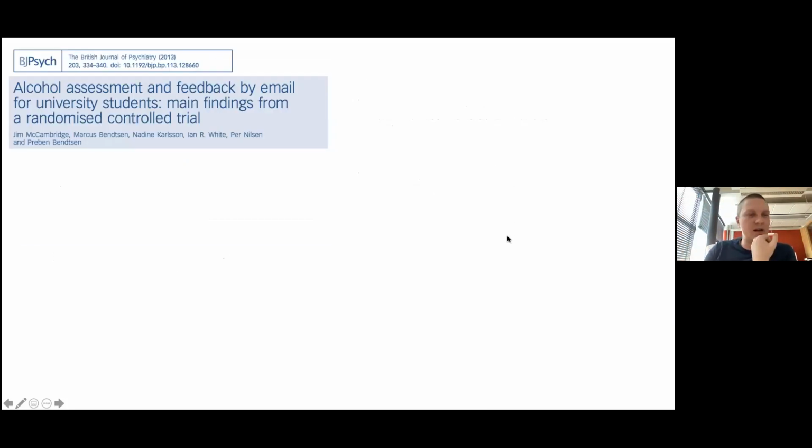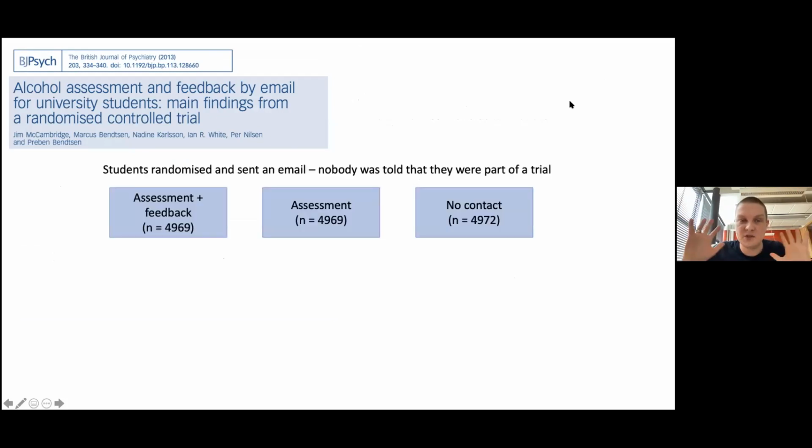Okay, here's the study that I'm super proud about. And I think it's one of those studies which I'll never forget being part of because I think it's super interesting. Okay, this was alcohol assessment and feedback by email for university students, main findings from a randomized control trial. The idea was that we randomized students at universities in Sweden. We got their email addresses, we randomized them, and we sent them an email. Nobody in this study were told that they were part of a trial. So there was deception in the sense that we didn't tell them that they were part of a research project, or a trial, or anything like that.